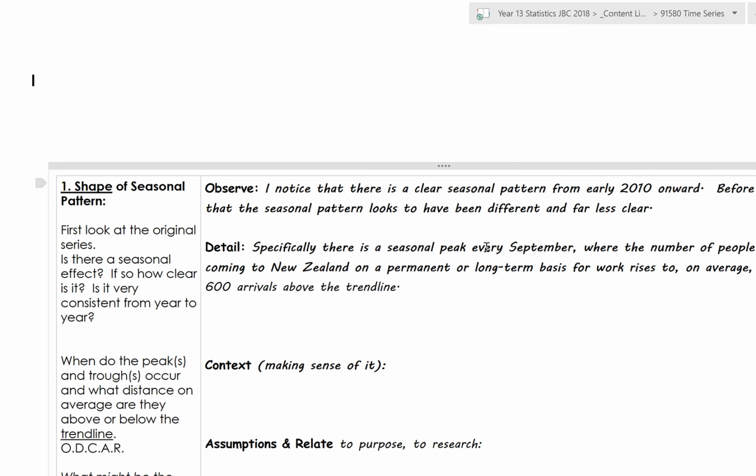Now, I'm just using the word arrivals because that's the units here, right? If you were doing a different context, like ice cream sold, it would be 600 ice creams sold above the trend line. Okay? So specifically, there's a seasonal peak every September where the number of people coming to New Zealand on a permanent or long-term basis for work rises to, on average, 600 arrivals above the trend line.